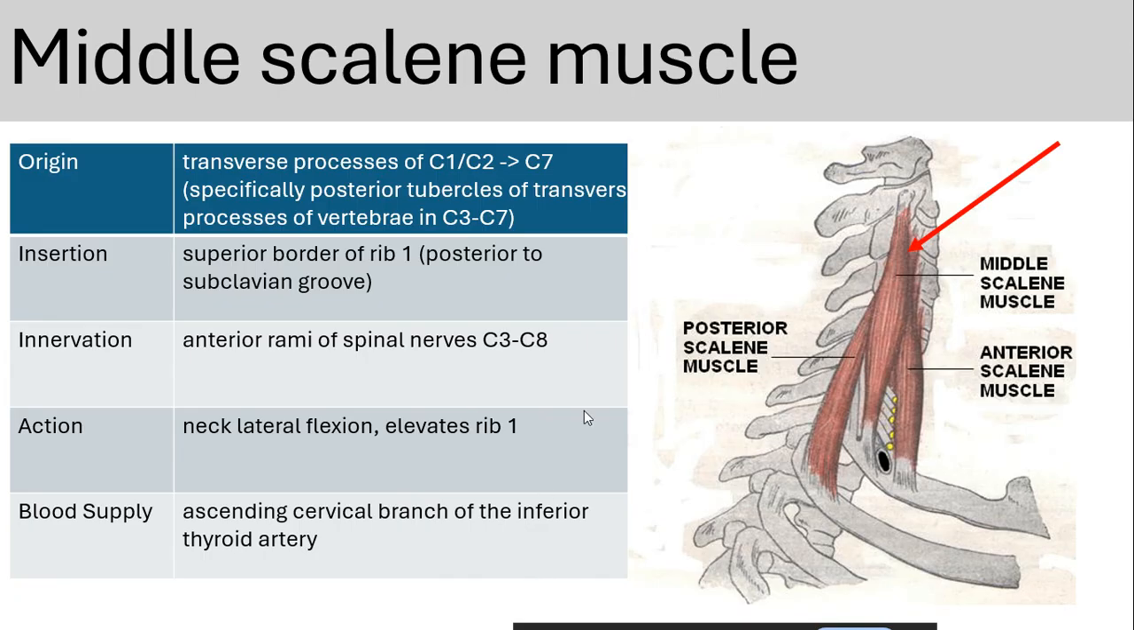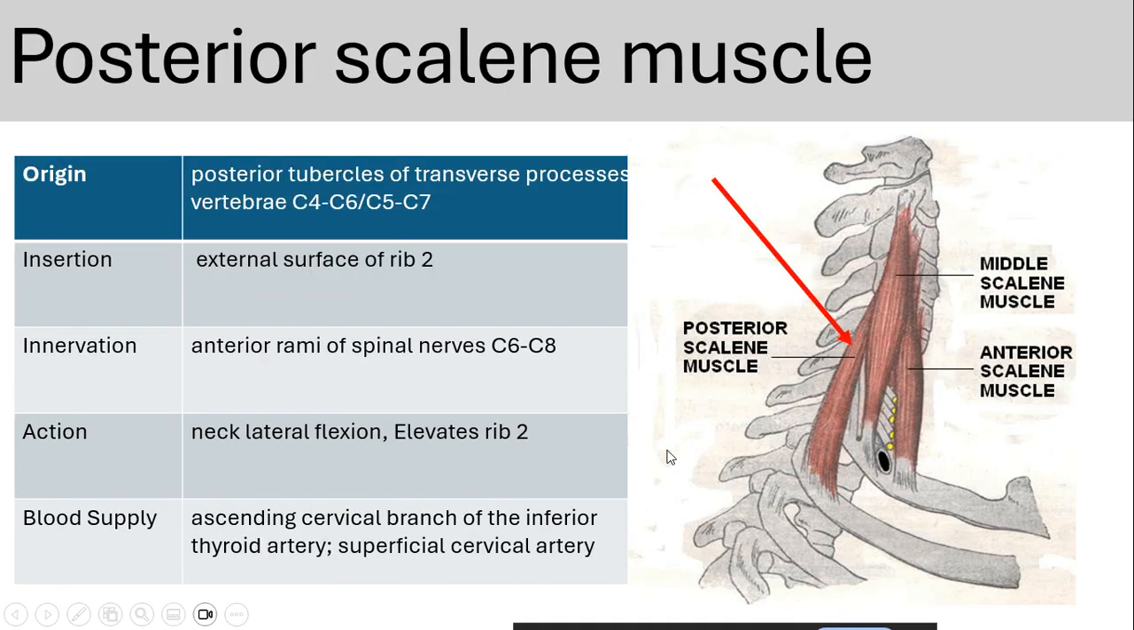So that's the middle scalene. As you can see, neck lateral flexion elevates rib 1. It inserts on rib 1, the superior border of rib 1, right there. Innervation: anterior rami of spinal nerves C3 to C8. Neck lateral flexion, elevates rib 1.